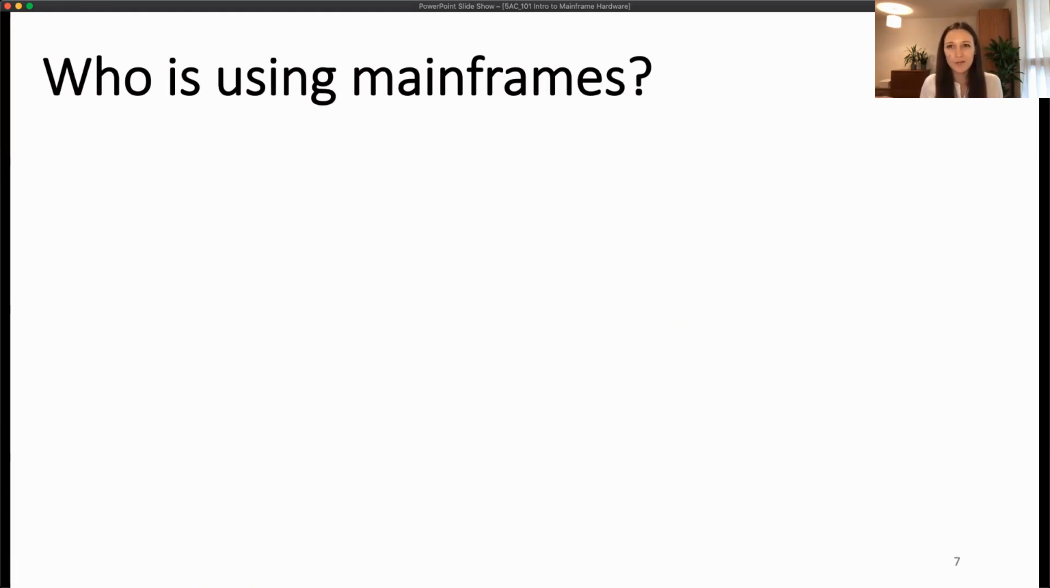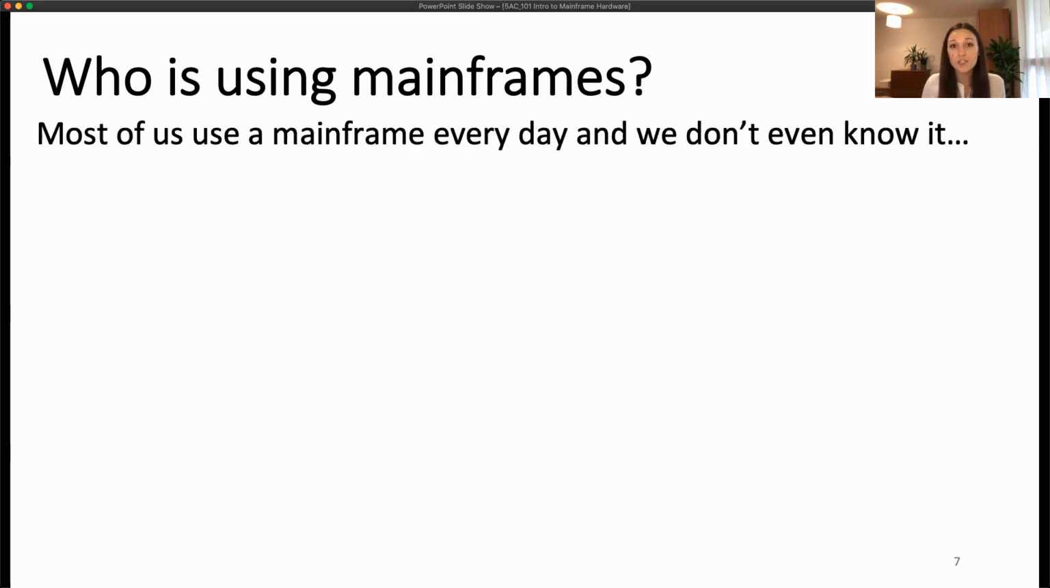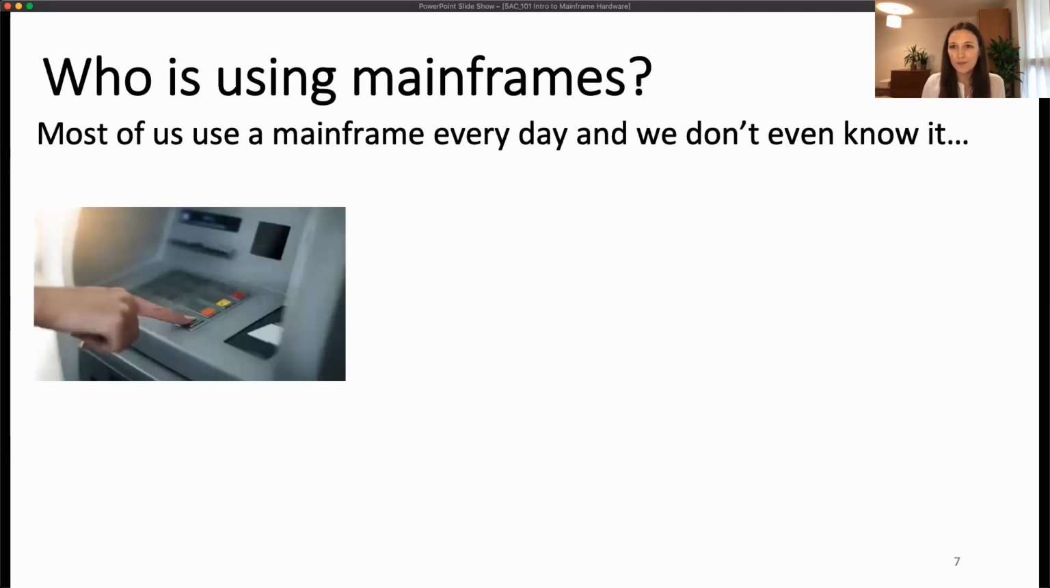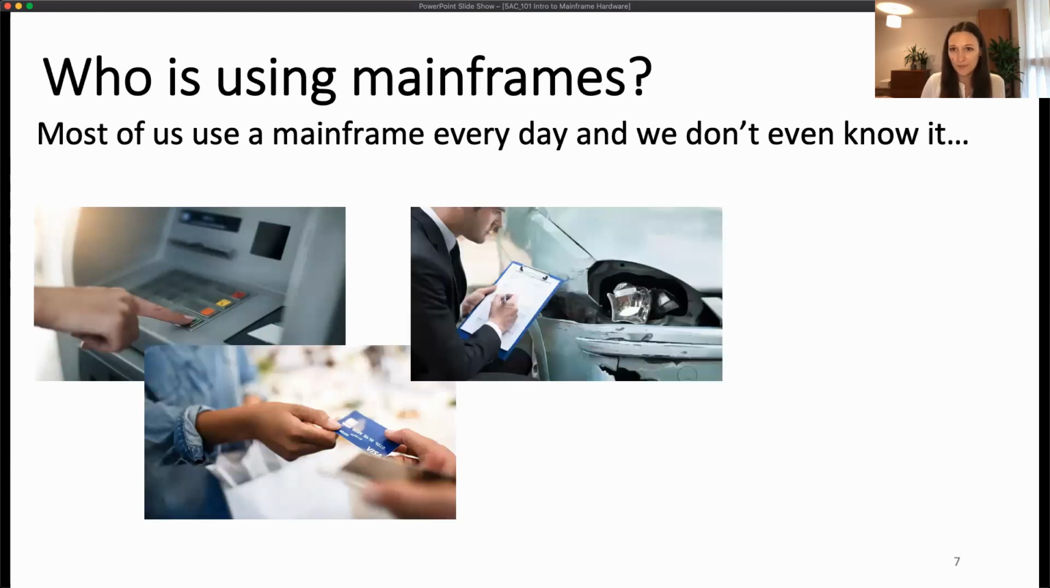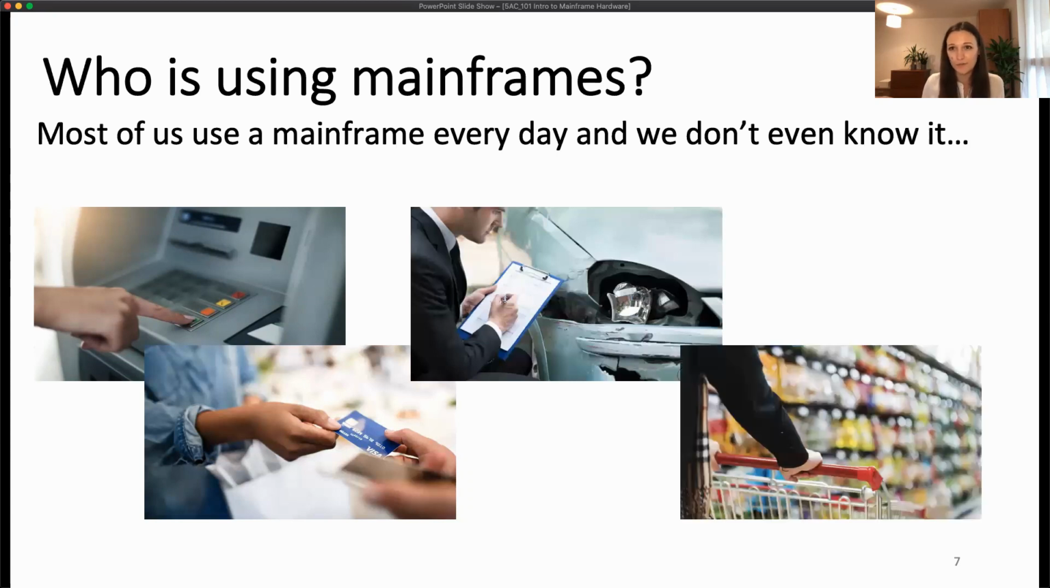So let's start by taking a look at who is actually using mainframes. And we, of course, right away think about the big banks and the large institutions. But actually, most of us get in touch with a mainframe almost every day. We get in touch with a mainframe when we get cash or when we make any sort of card payment, in store or online, if we make any sort of insurance claim, or if we go grocery shopping.